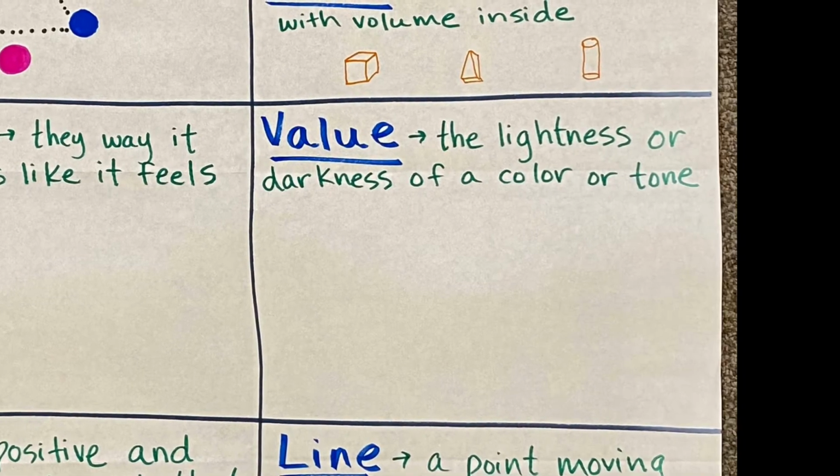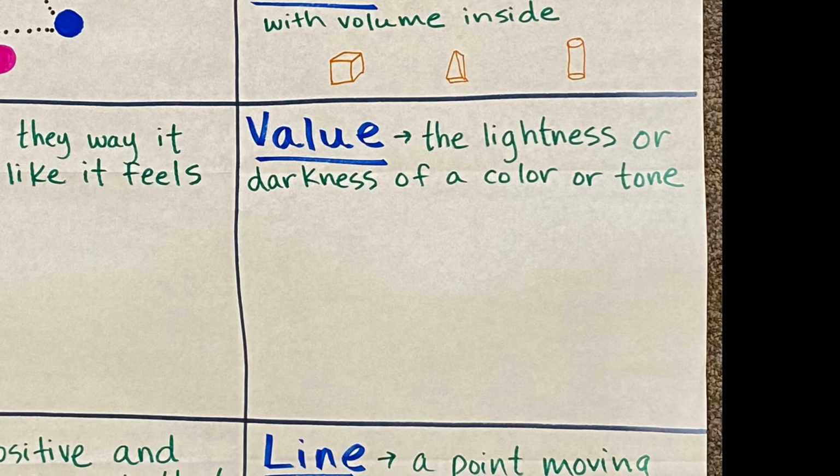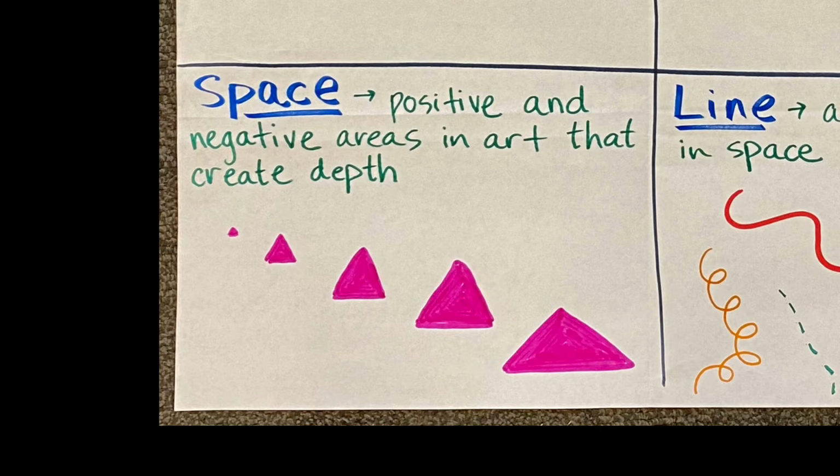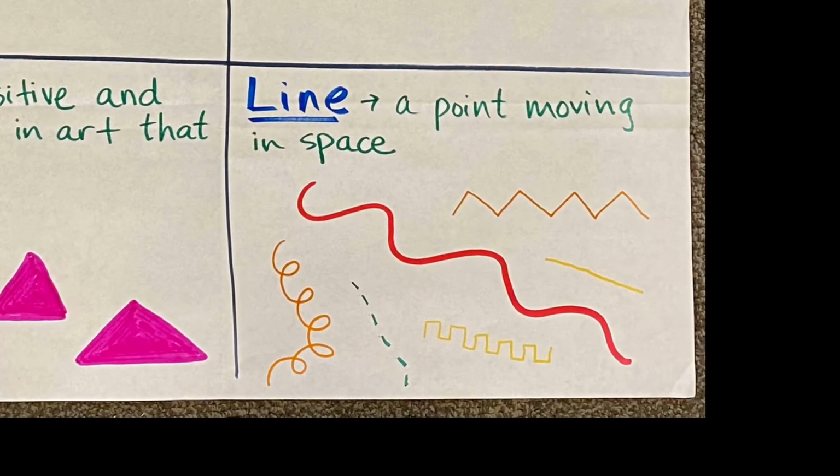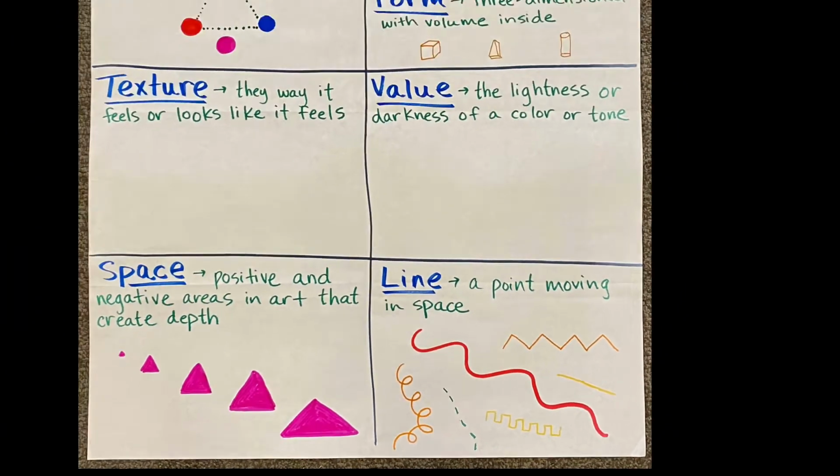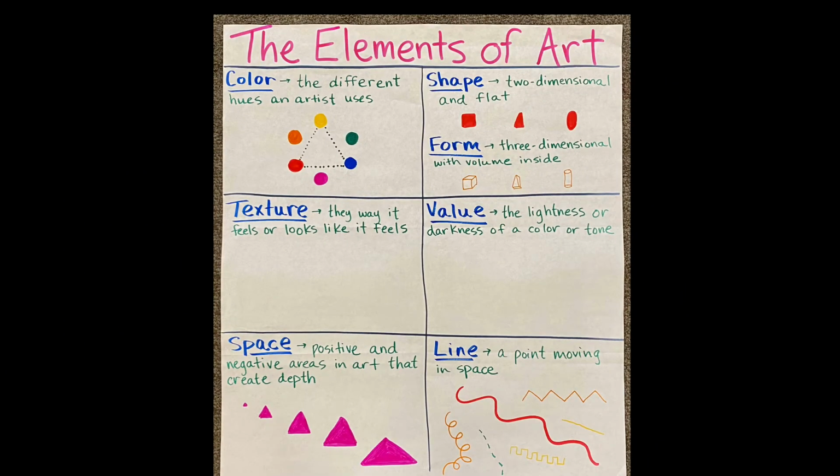The element of value. The lightness or darkness of a color or tone. The element of space. That's the positive and negative areas in art that create depth. Or the element of line. This is a point moving in space. You can see all the different types of lines. Now, as you take a look at the artwork that you're about to see, think of which elements of art you see in this artwork.